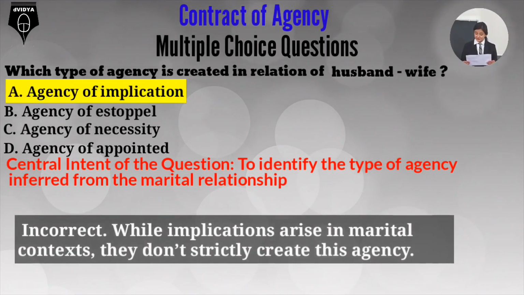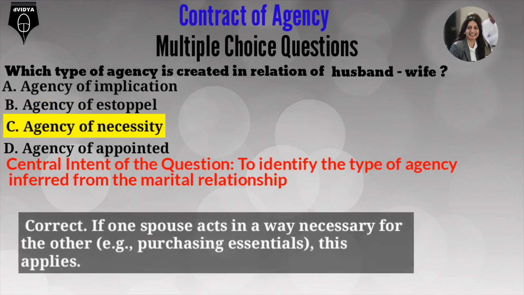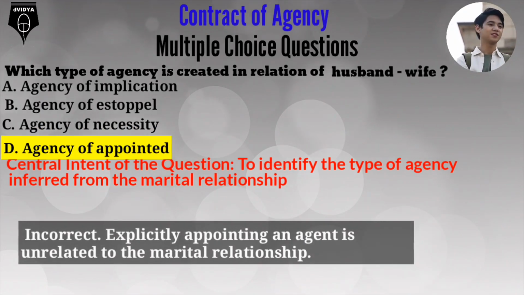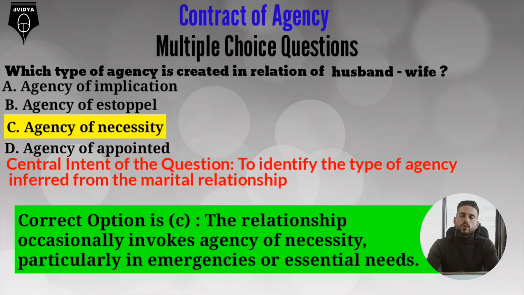Option A, agency of implication. Incorrect. While implications arise in marital contexts, they don't strictly create this agency. Option B, agency of estoppel. Incorrect. This involves preventing denial of authority, not specific to marriage. Option C, agency of necessity. Correct. If one spouse acts in a way necessary for the other, e.g., purchasing essentials, this applies. Option D, agency of appointment. Incorrect. Explicitly appointing an agent is unrelated to the marital relationship. Correct option is C. The relationship occasionally invokes agency of necessity, particularly in emergencies or essential needs.